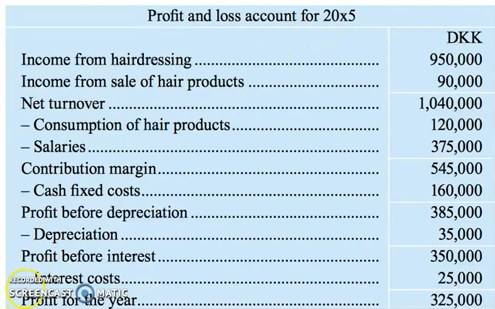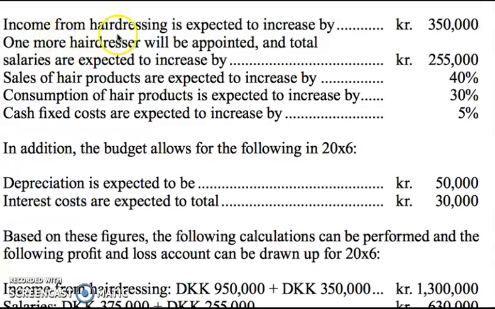So now we need to look at what changes. First off, income from hairdressing is expected to increase by 350,000. One more hairdresser will have to be appointed, and total salaries are expected to increase by 255,000. Sale of hair products is expected to increase by 40%. Consumption of hair products is expected to increase by 30%. Cash fixed costs are expected to increase by 5%.